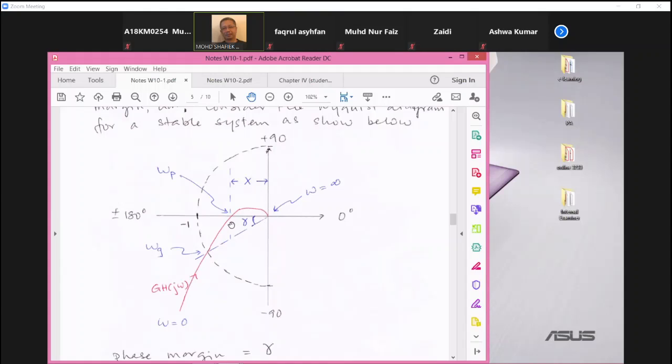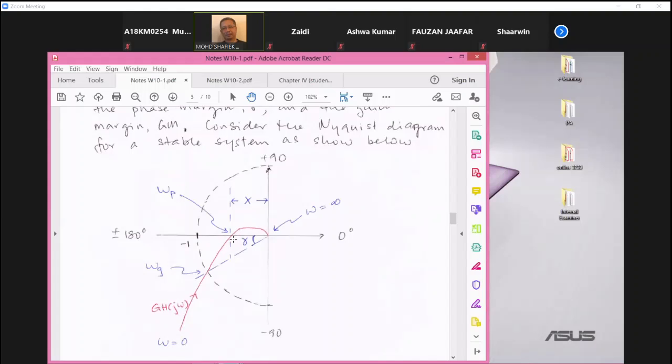Now, the frequency is going to change from 0 to infinity. So this is frequency from frequency equals 0, and there is frequency infinity. Now, there are two frequencies that you need to be aware of. The frequency when the phase angle is plus and minus 180 is called omega p, which is known as the phase crossover frequency.